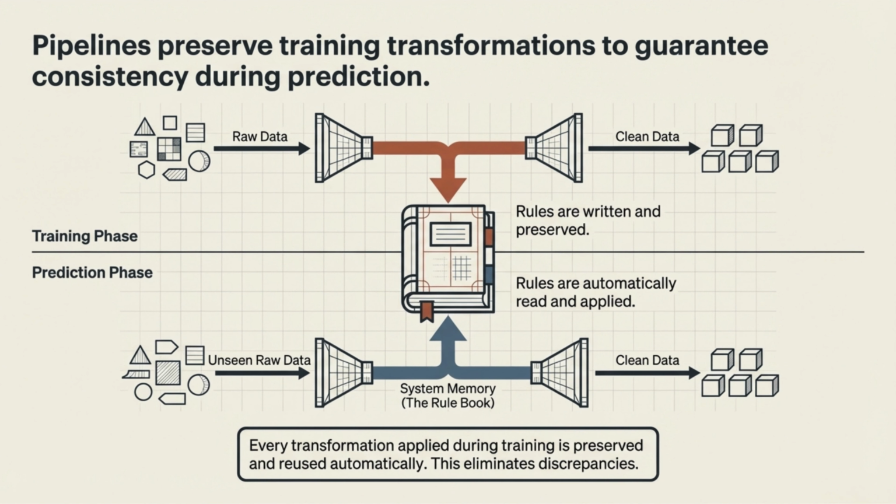Pipelines ensure consistency between training and prediction phases. All transformations applied during training are stored and reused. This prevents discrepancies when handling new unseen data. As a result, predictions remain reliable and reproducible.